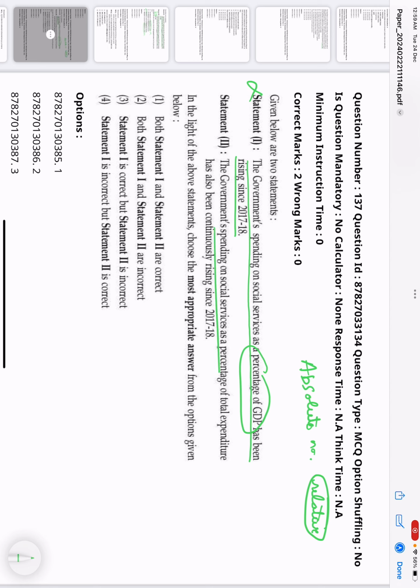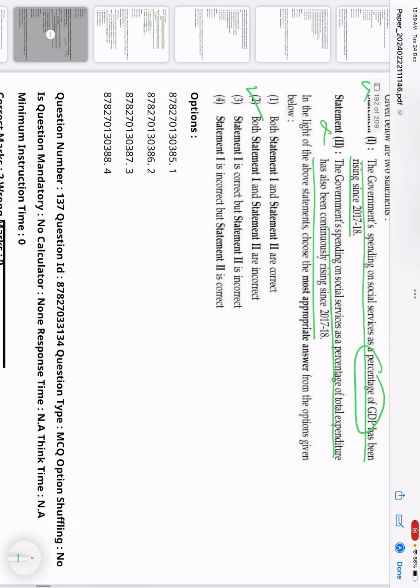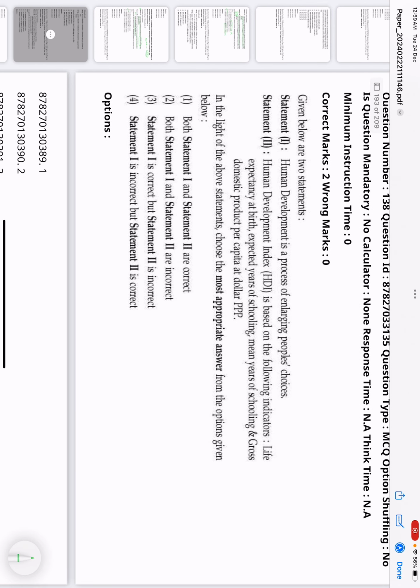Spending on social services as a percentage of total expenditure has also been continuously rising. This is also false. These are very extreme statements. So both are incorrect. Now, human development is a process of enlarging people's choice, because the human development index is based on the following indicators: life expectancy, expected years of schooling. So both these statements are correct only.